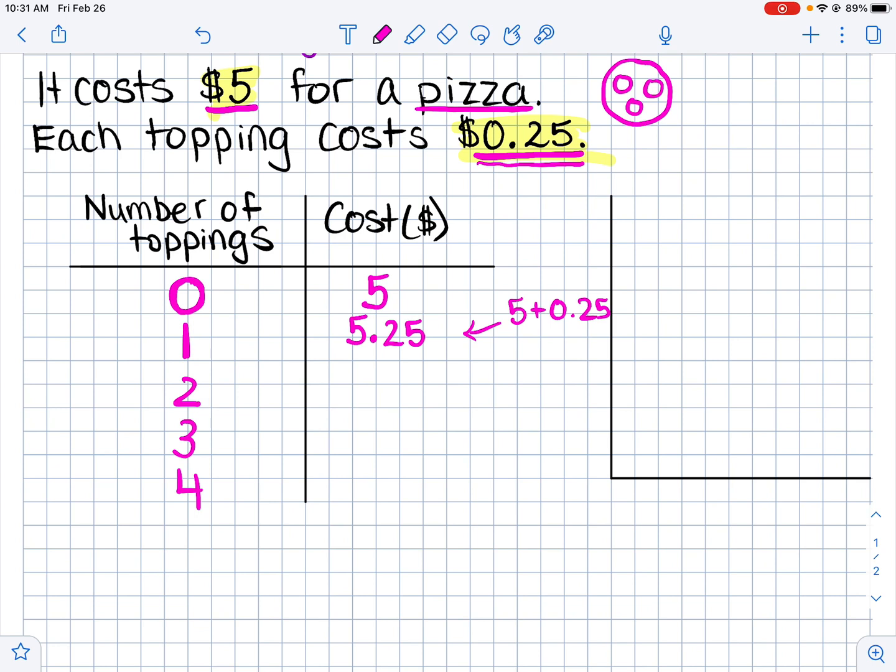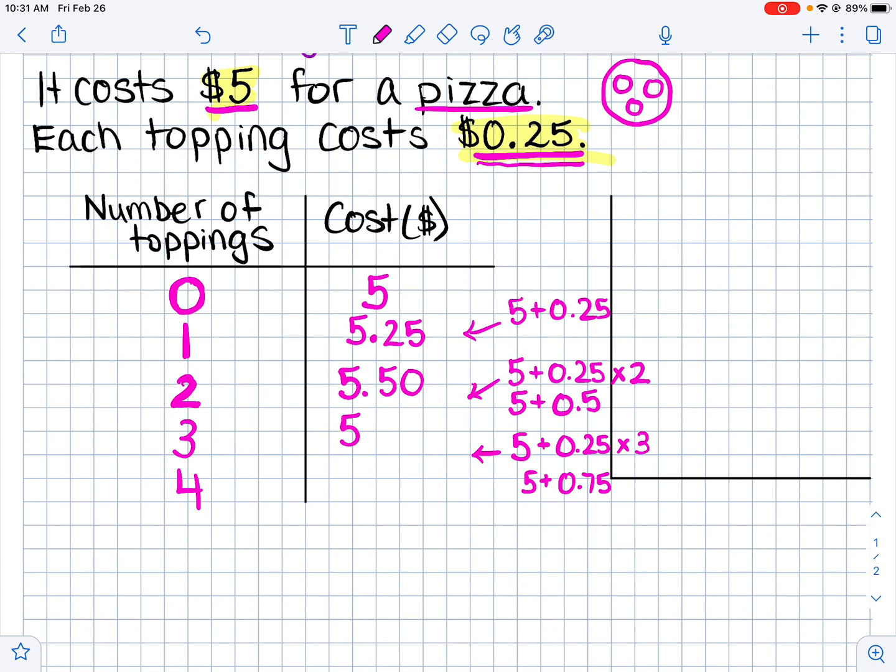If you're going to put two toppings on your pizza, two toppings will cost you $5 for the pizza plus 25 cents times 2 toppings. So 25 cents times 2 is 50 cents plus your $5. So that will be $5.50. Three toppings. So you have to pay $5 for your pizza plus 25 cents times 3 toppings. So 3 times 25 cents is 75 cents plus the $5 is $5.75.